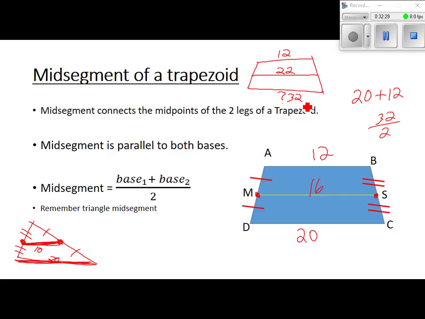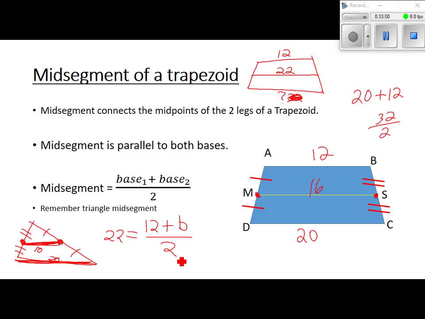Now, if that confuses you, then could I set up this formula here? Forget the 32 there. We don't know it yet. How long is the mid-segment? 22 equals, how long is base 1? 12 plus, do we know base 2? So let's put a b in there. Could we solve that equation? Yeah. If you wanted to set it up algebraically, set it up algebraically that way.